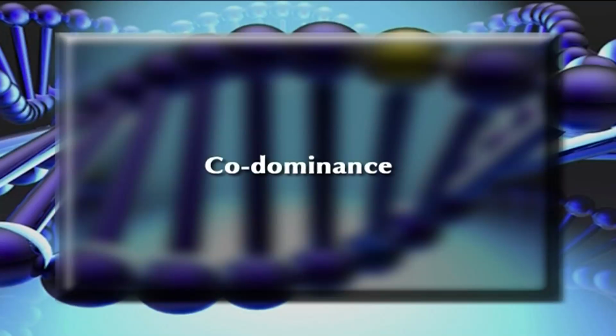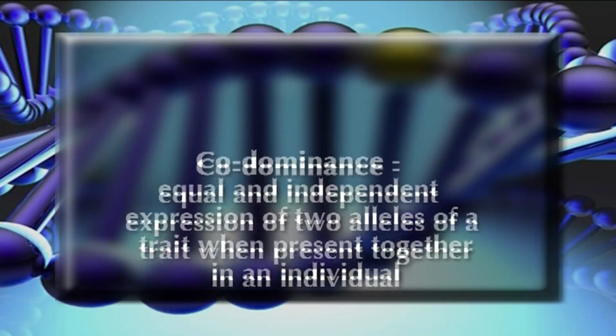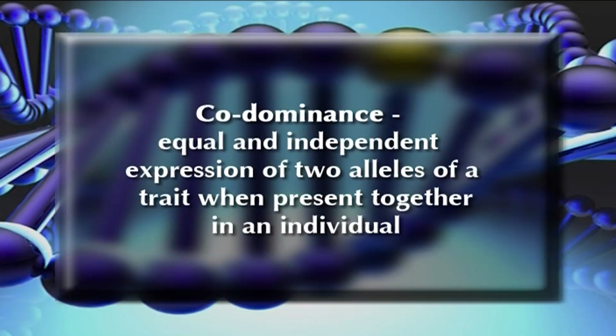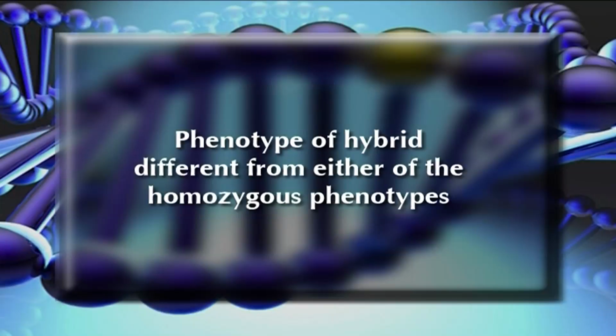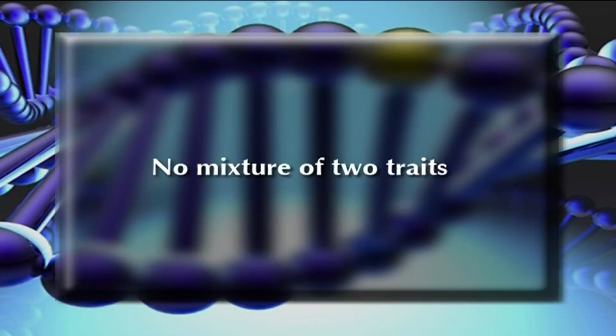Number three, codominance. Codominance is the equal and independent expression of the two alleles of a trait when they are present together in an individual. Both the alleles are able to express themselves when they occur together. The phenotype of the hybrid individual is usually different from either of the homozygous phenotypes. There is no mixture of the two traits, though they may occur side by side.